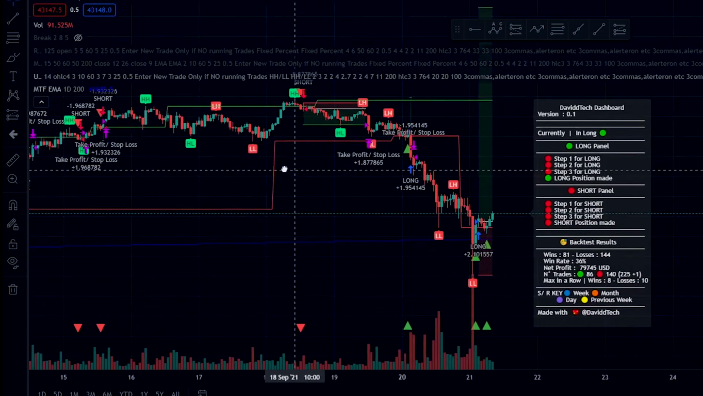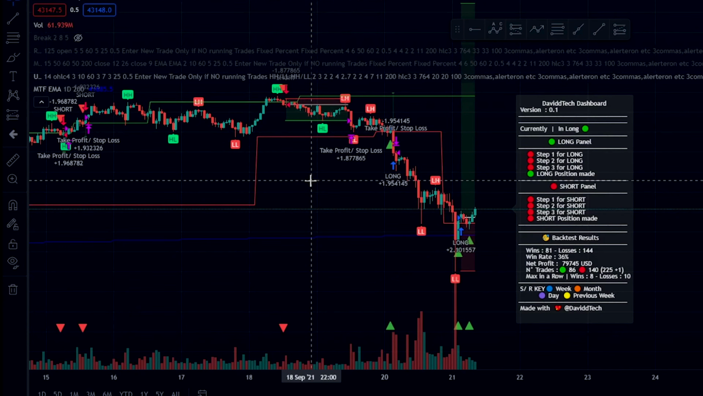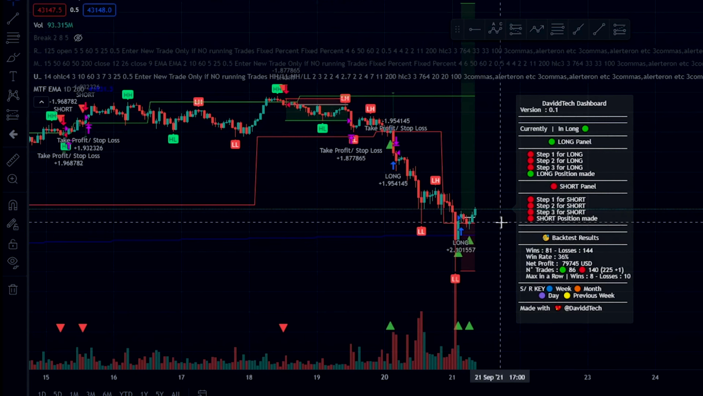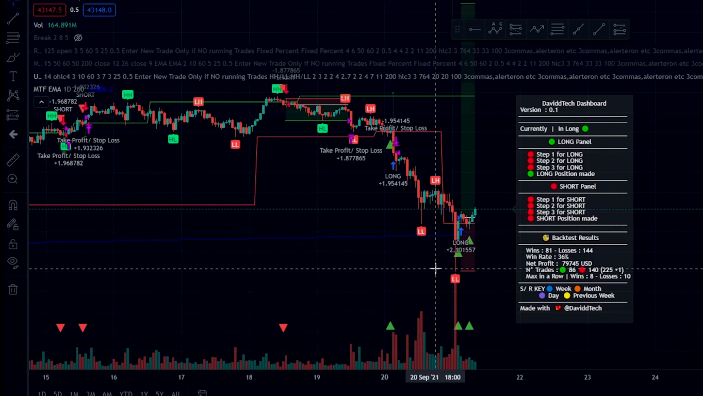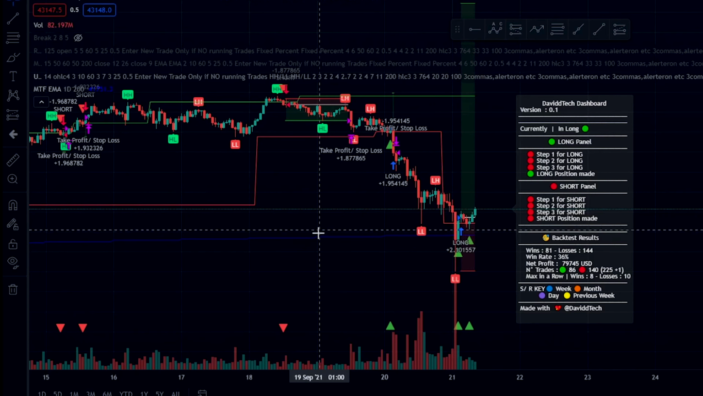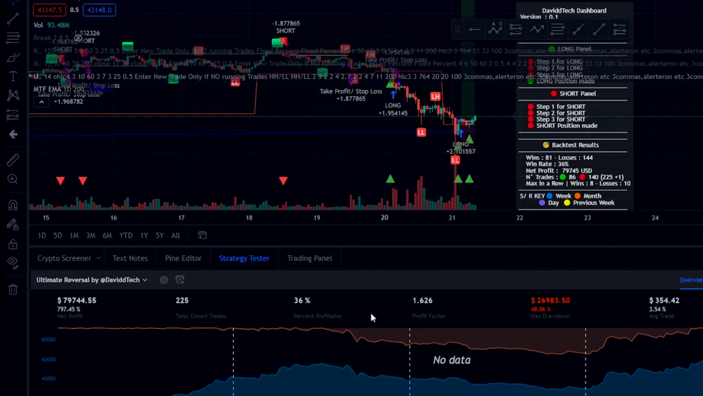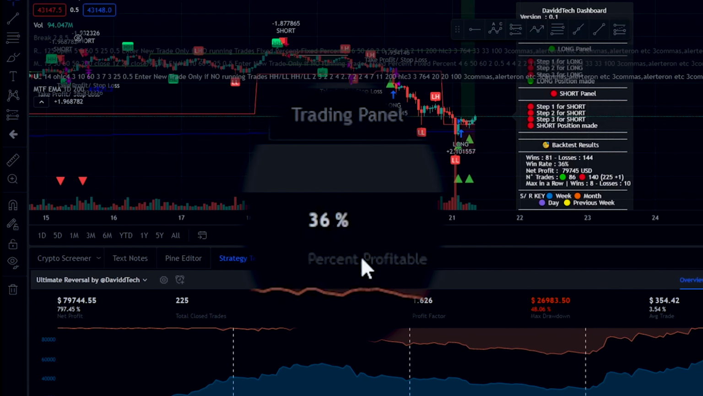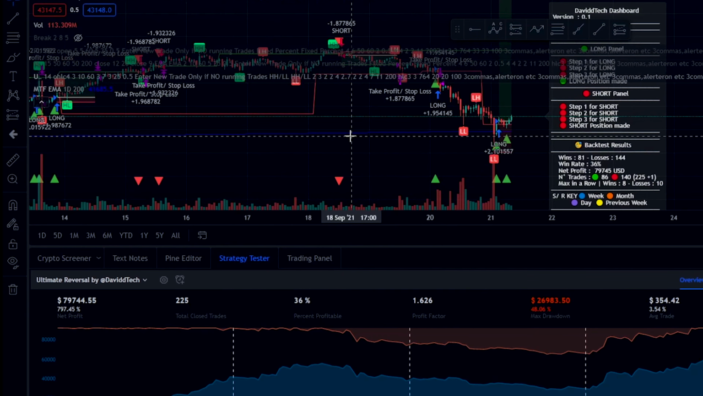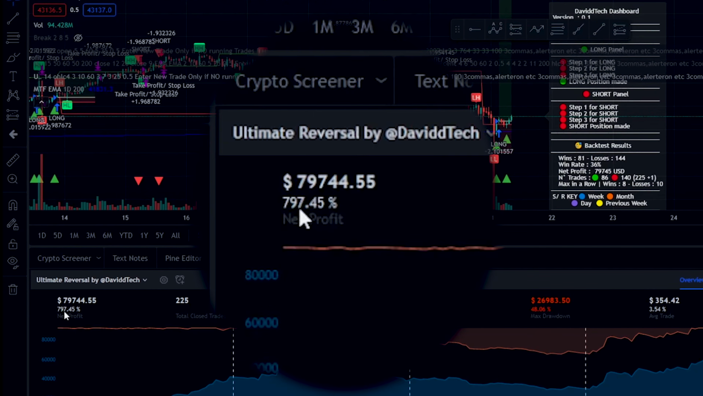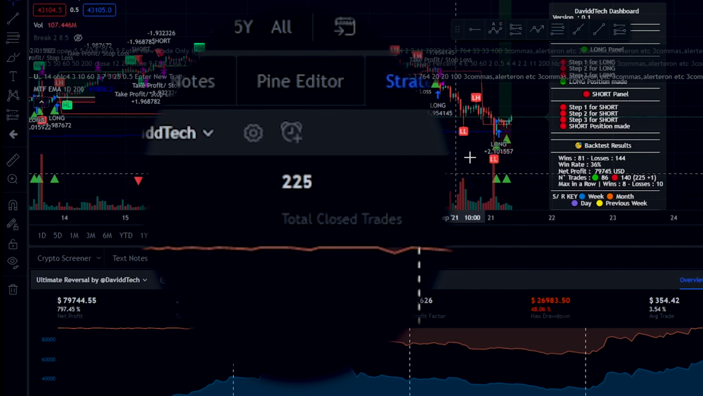Right, let's have a look at this strategy as it is. If you were using this as a strategy and not an indicator to help you find the entries, which I'd personally use this for, even using the Fibonacci to take your usual take profits. As I said, we're not looking for a high profitable percentage, although this is 36%, which isn't too bad. We're looking for a net profit, and this has an excellent 797% net profit on 225 trades.